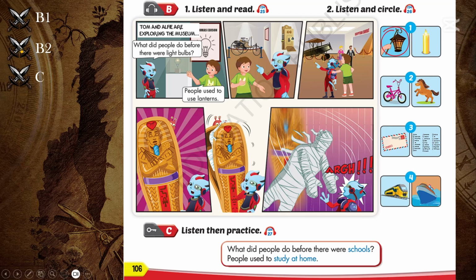Okay, if you are finished, let's check the answers. The first one. What did people do before there were cars? People used to ride horses. And number 3. What did people do before there were phones? People used to send letters. And number 4. What did people do before there were planes? People used to travel by boat.